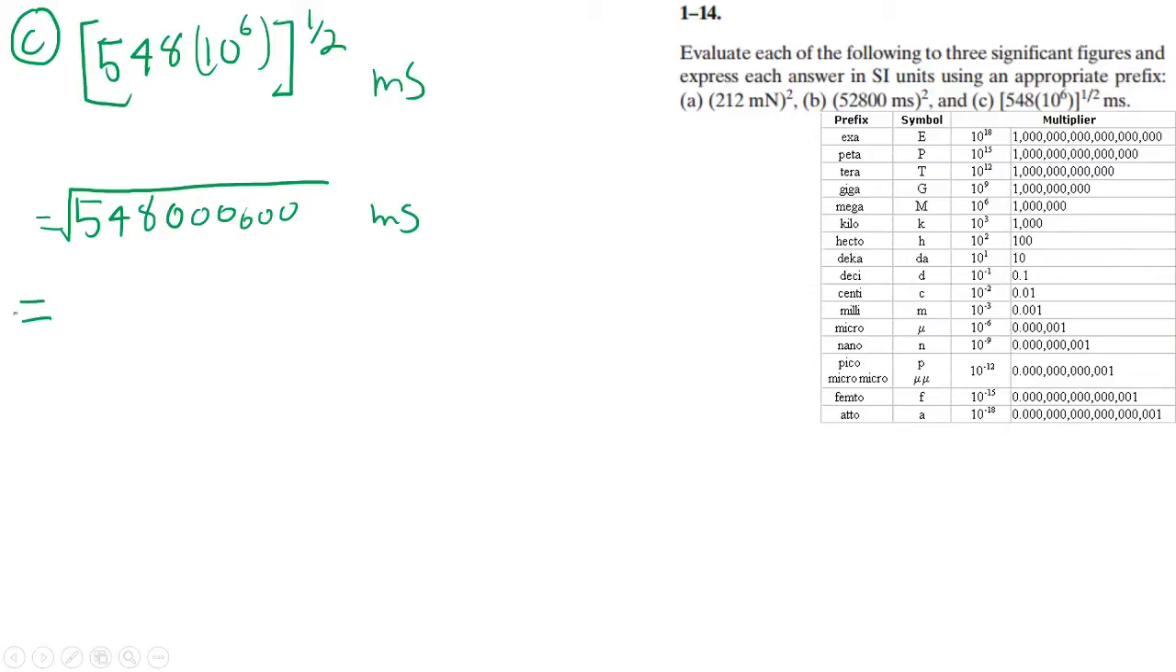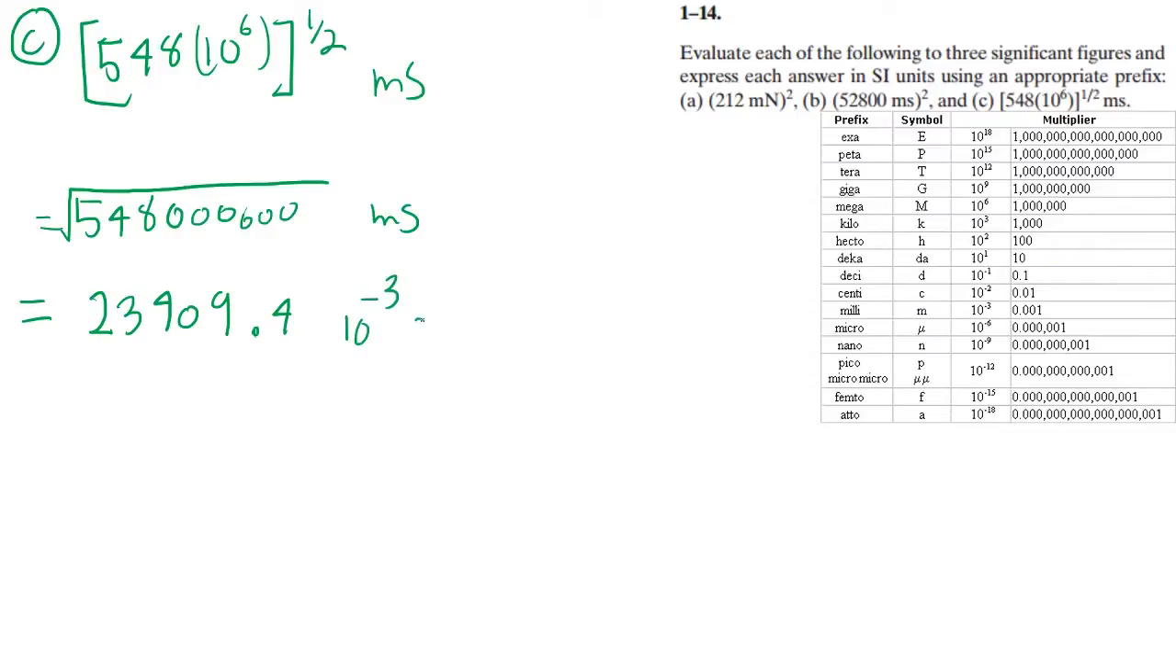Give me a second here. So we have 548 followed by zeros to the 1/2 power. That's going to give us a nice clean answer of 23,409.4, because why not? And then our milliseconds, this isn't squared or halved or anything. We're just going to go ahead and do this guy right now.